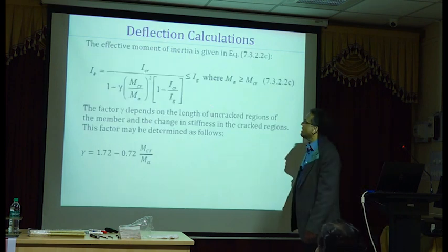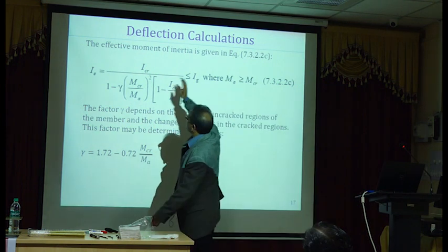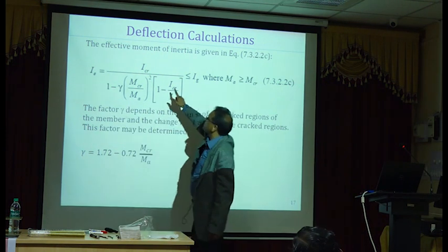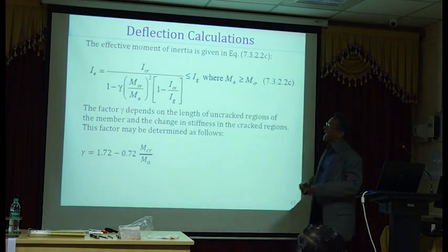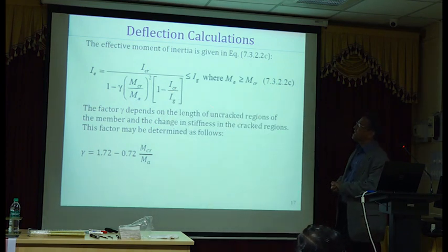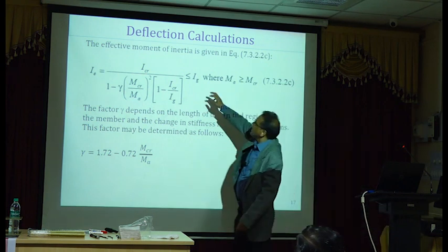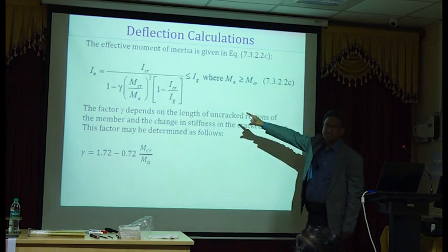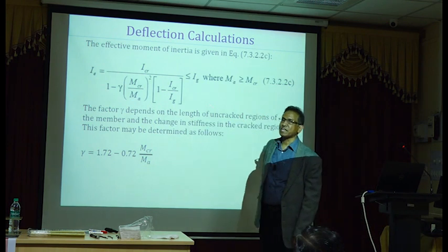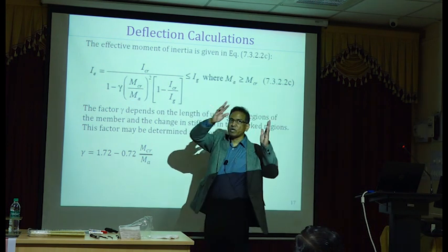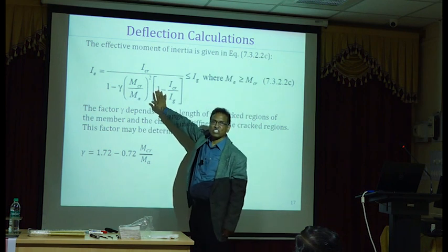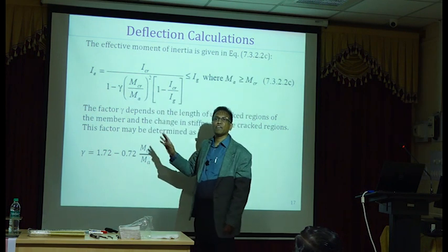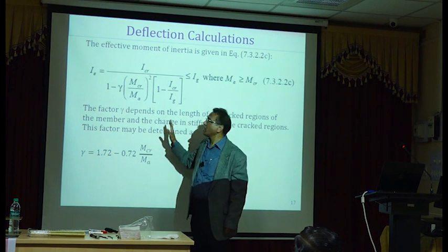All right, so finally we are almost there. The effective moment of inertia is I_e, and that's equal to I_cr over 1 minus gamma times (M_cr over M_a) squared times (1 minus I_cr over I_g). In any case, this must be less than I_g. This is a new equation which came into effect recently, so if you are looking at older versions, this won't match with the older version of ACI 440.1R.